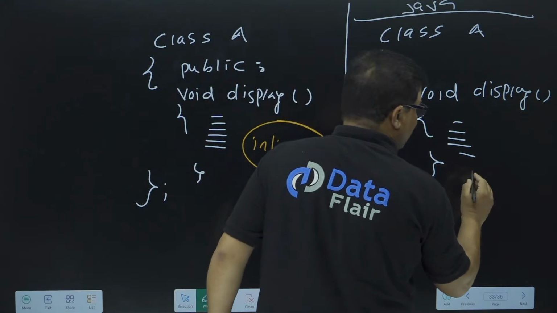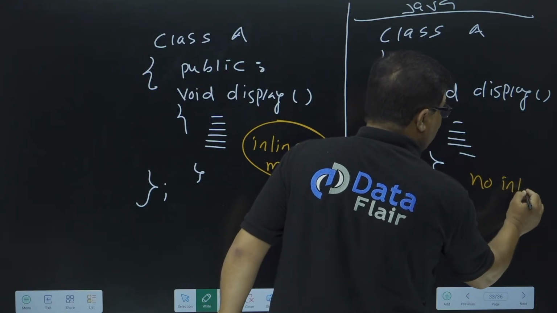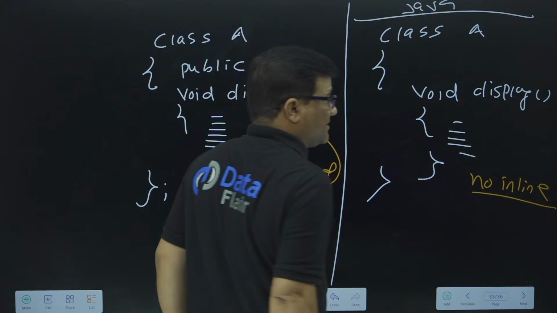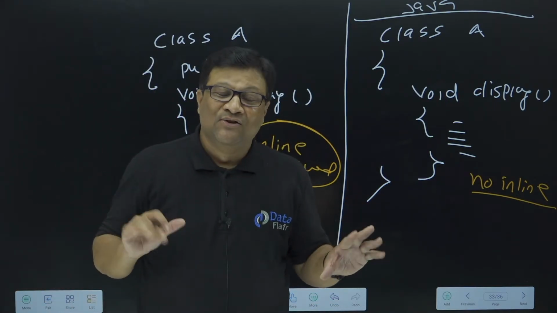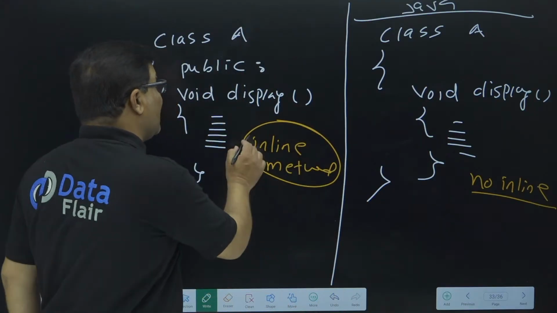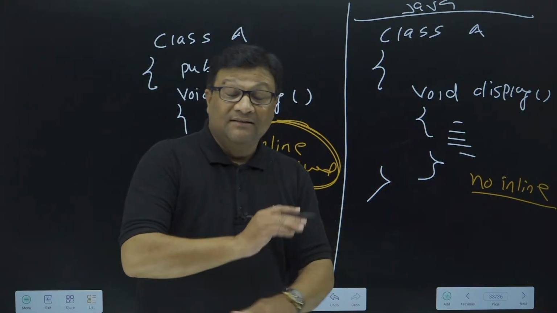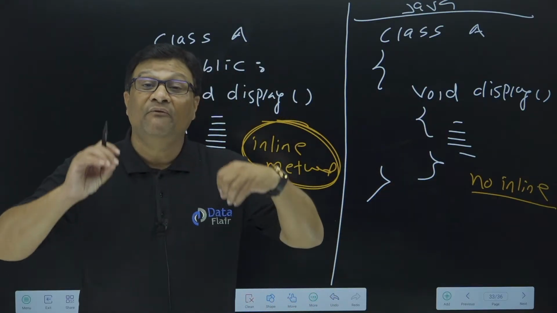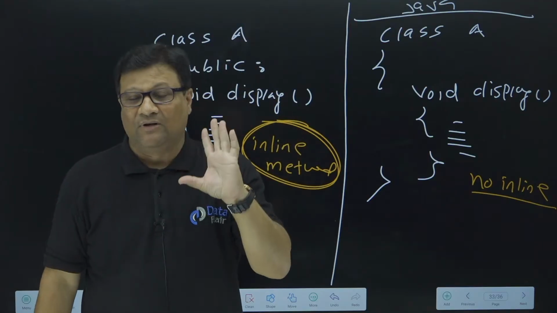Java doesn't have any inline concept, no inline function. So in Java, never say that it's an inline method or inline function, because Java doesn't have any inline concept. This is again a major difference. In C++, when we define a method inside a class, it is called an inline method. But in Java, there is no inline concept, although we define every method in Java inside a class only.